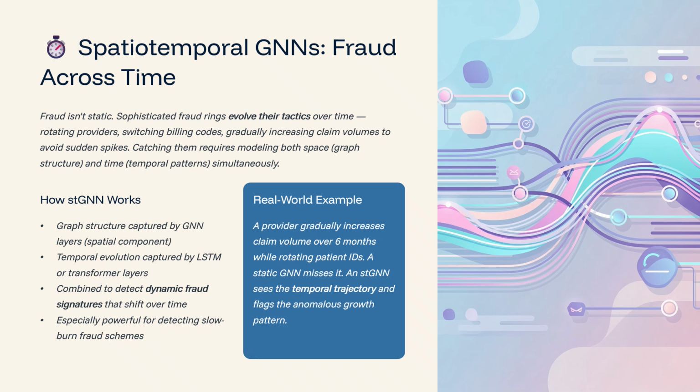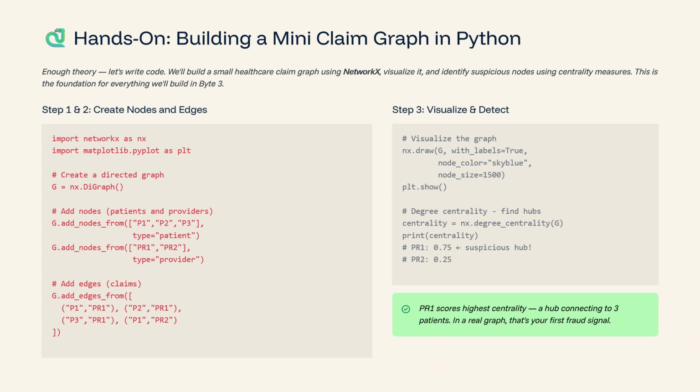Let me give you a concrete example. A provider gradually increases their claim volume over 6 months while rotating patient IDs every few weeks. A static GNN sees only a snapshot and misses it entirely. A spatiotemporal GNN sees the trajectory and flags the anomalous sustained growth pattern for investigation. I will show you how to build this graph at the end of the session.